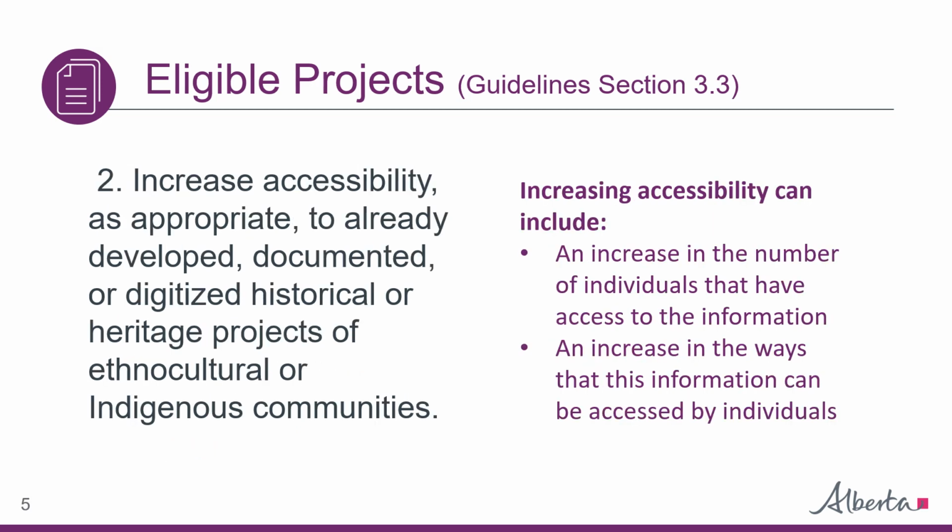A second type of eligible project is to increase accessibility as appropriate to already developed, documented, or digitized historical or heritage projects of ethnocultural or Indigenous communities. Increasing accessibility can include an increase in the number of individuals that have access to the information, or an increase in the ways that this information can be accessed by individuals. Specific examples of this type of project may include a history book that shows how an ethnocultural or Indigenous group shaped a community within Alberta.